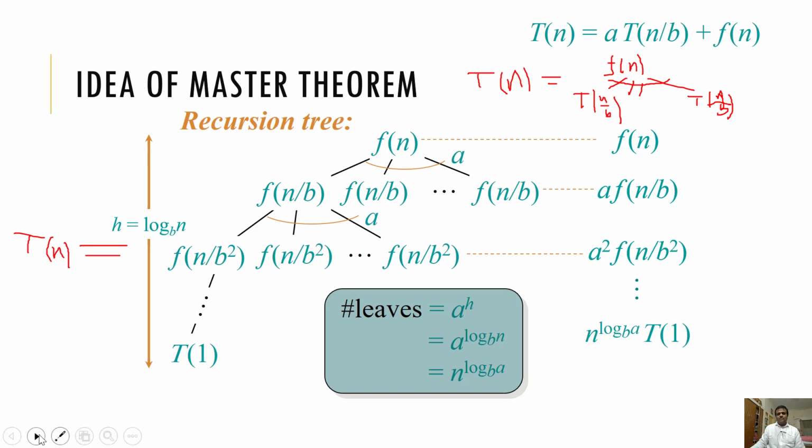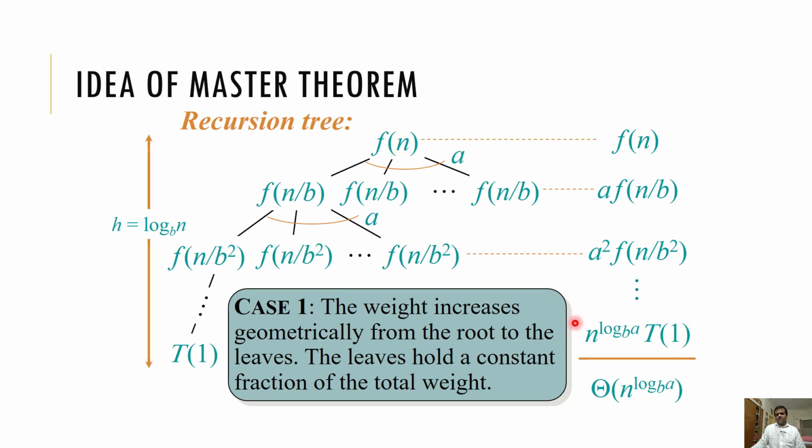Now case 1 comes: this is more time, the weight increases geometrically from the root to the leaf, and the leaves hold a constant fraction of the total weight. So in case 1 this is more, and these others are negligible in that sense. The weight is increasing geometrically, so this is the heavyweight term.